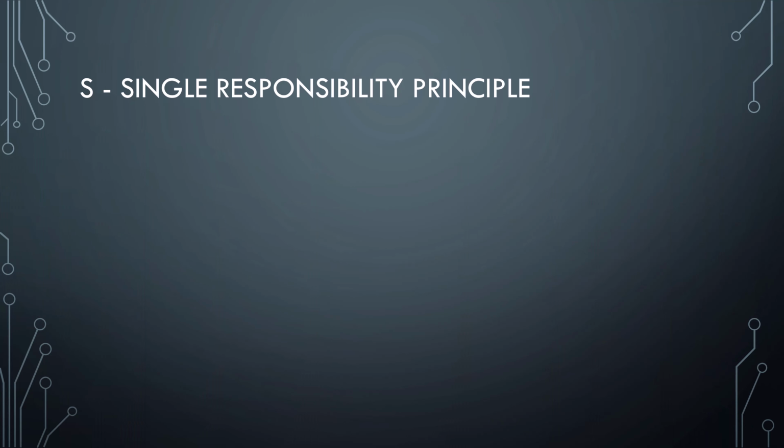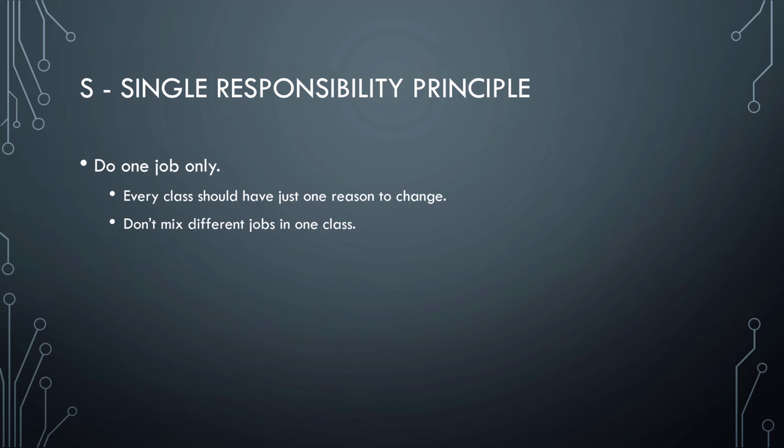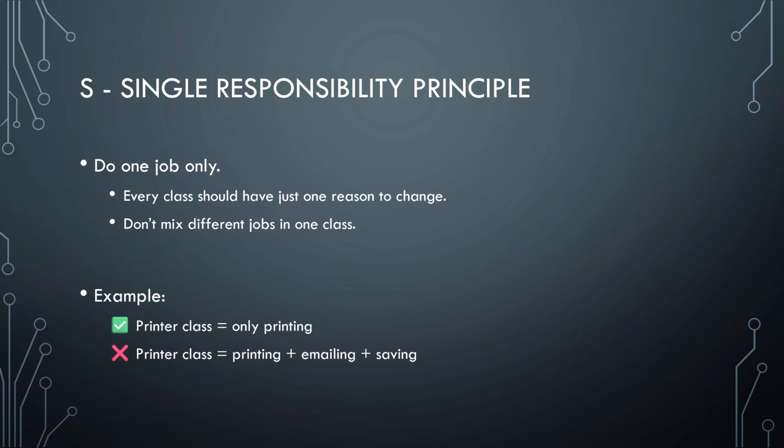The first letter is S. It stands for Single Responsibility Principle. This means every class should do only one job, not two, not three, just one. For example, if you have a class called Printer, it should only handle printing. It should not also send emails or save files. One class, one responsibility. Simple and clean.